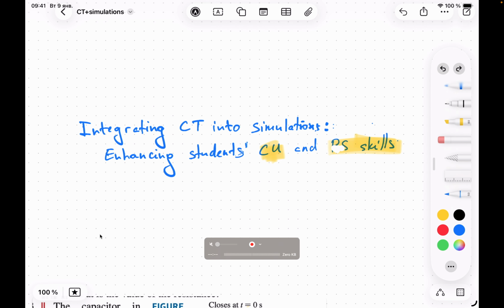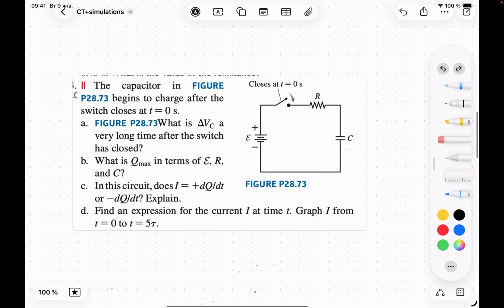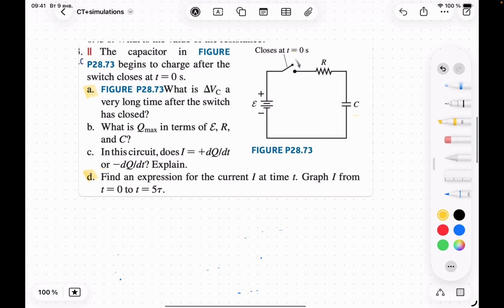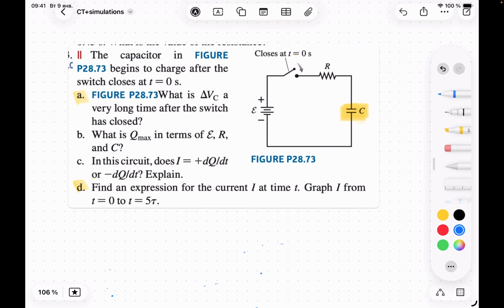So I have chosen this problem. It might be very easy for you, a very simple problem. I will only solve the A and D parts. At the A part, they are asking for the potential difference across this capacitor after closing the switch, so after a long time.